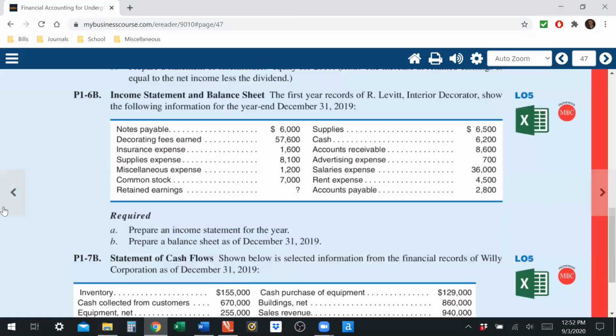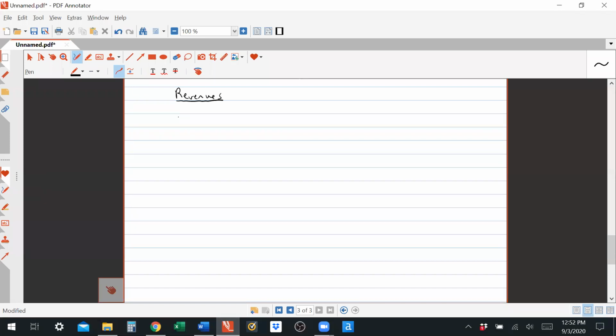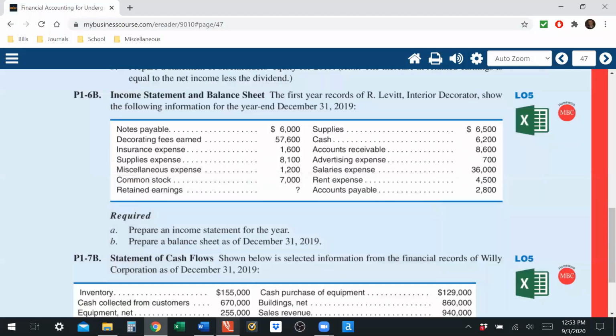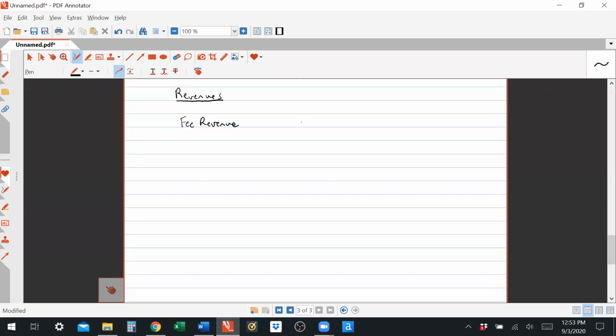So if we come back here, let's find revenues. Decorating fees earned. There it is. There's their revenue. Decorating fees earned. Anytime you see the word earned, that's revenue. Or I would just call this, I just call it fee revenue. They charge a fee to decorate. And during the year, the total fees that they earned, $57,600.